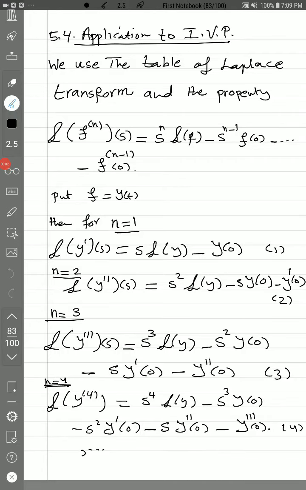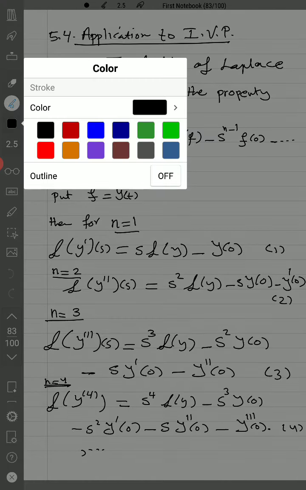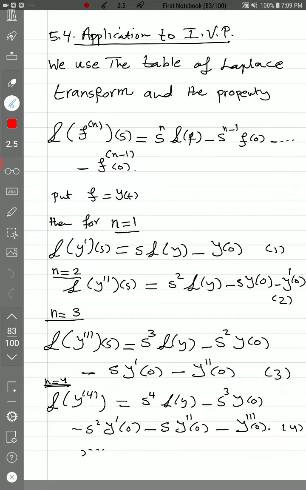Welcome back for Math 205, and today we shall study 5.4, which is the application of Laplace transform to solve initial value problems. In this section I will introduce the properties of the Laplace transform, and this is the most important property, for the derivative of a function here. Before we start solving exercises, because the application is just to solve a differential equation, we will use the Laplace table which we introduced before, and this property.